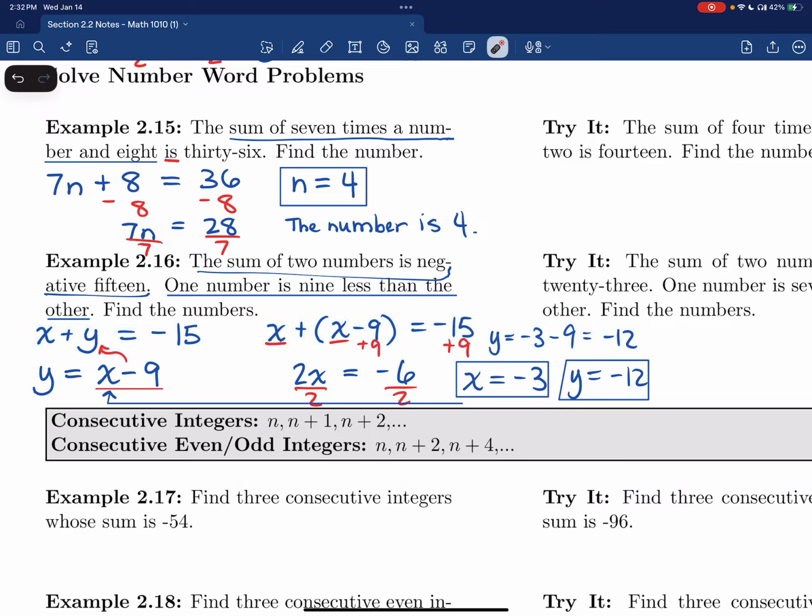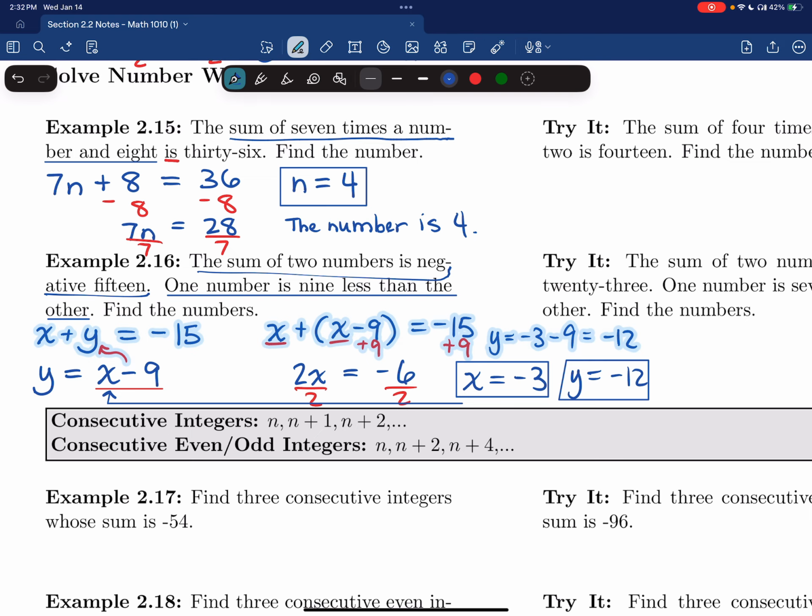Now, if that's a variable, then we'd start with the number n. The next consecutive integer would be n plus 1, and the next consecutive integer would be n plus 2, etc. So here's a list of consecutive integers, like maybe I start really high, 25, 26, and 27. These are 3 consecutive integers because they just increase by 1 at a time. All right?